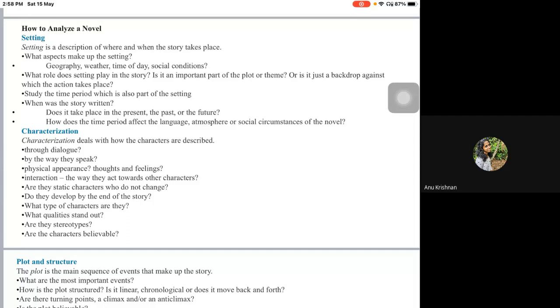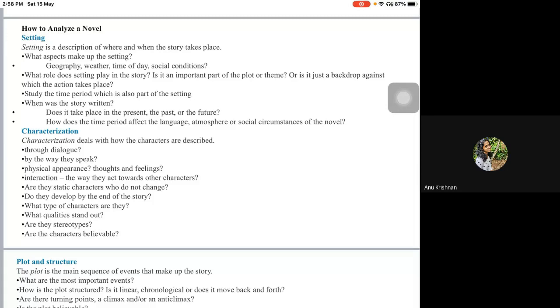In Wuthering Heights, the setting is very important, right? Especially in the haunting scene and, you know, the rain-lashed moors. So the setting is very important there. Study the time period, which is also part of the setting. When was the story written? Does it take place in the present, the past, or the future? How does the time period affect the language, atmosphere, or social circumstances of the novel?